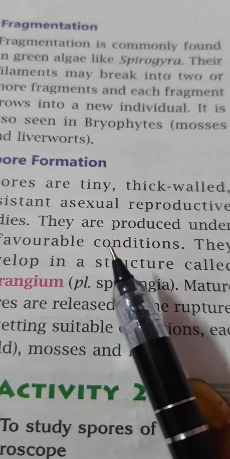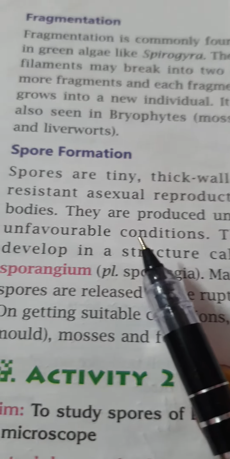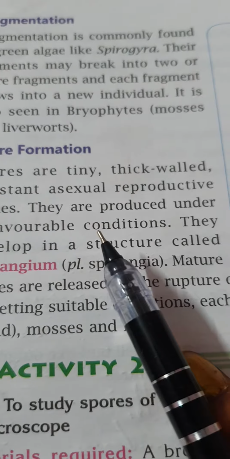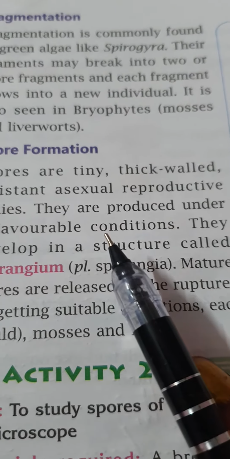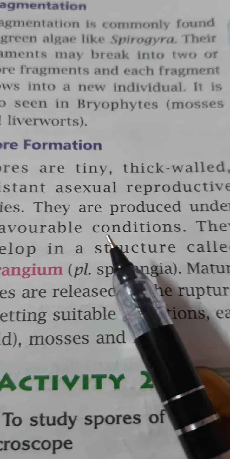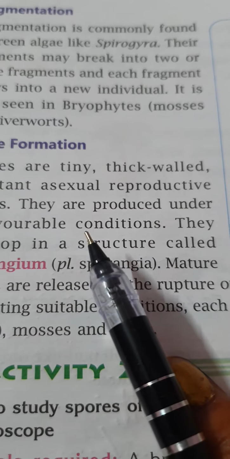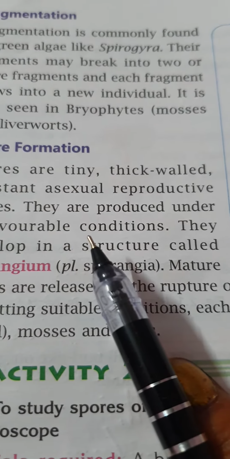Many plants and algae form spores in their life cycle. Spores means what? Minute holes. So many plants and algae form spores in their life cycle.